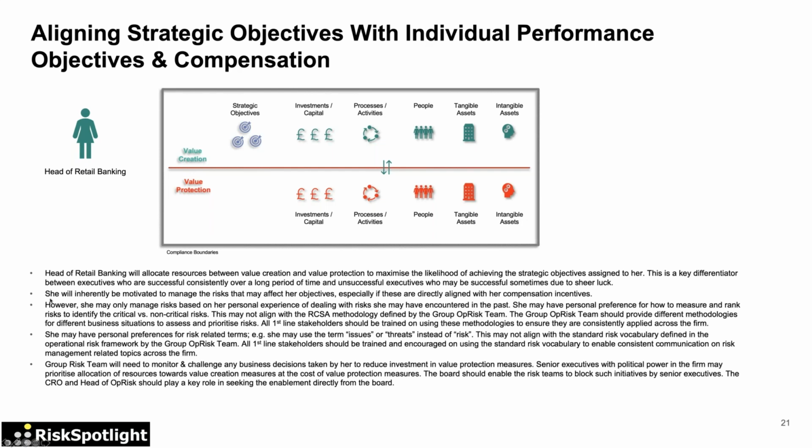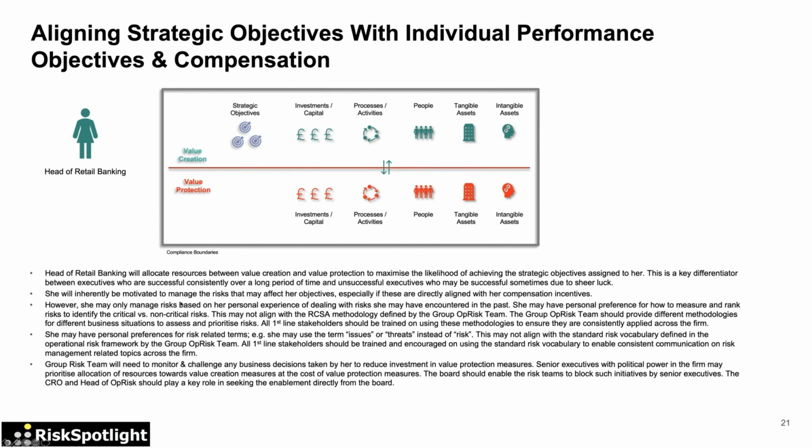Then the second bullet point is that she'll be inherently motivated. So she will manage the risks, because she knows that she has to manage the risk for her to be able to achieve the company objective, for her to be able to achieve the personal objective. So you don't need to give any more incentives to her to manage the risk, because now we've already tied her personal objective and the company objective. However, she may not use the same language as you want her to use. So she may have come from different organizations. She may be using certain terms like issues or threats. She may not be using the terms which the risk team wants to use.